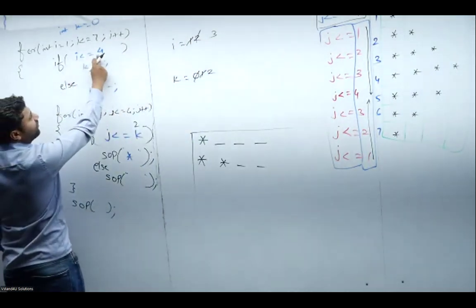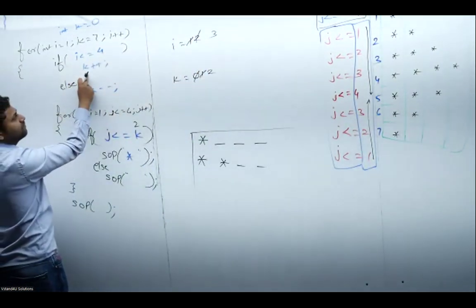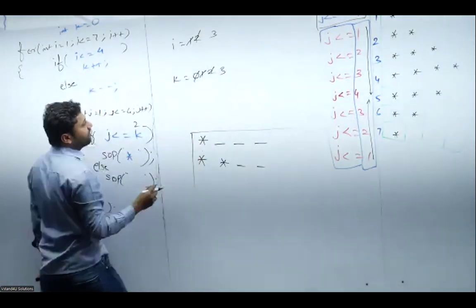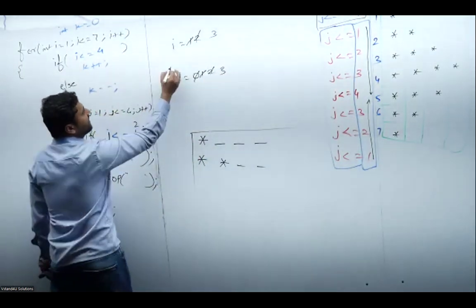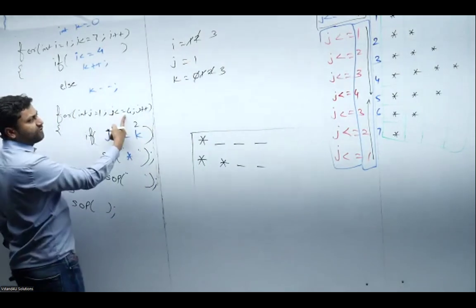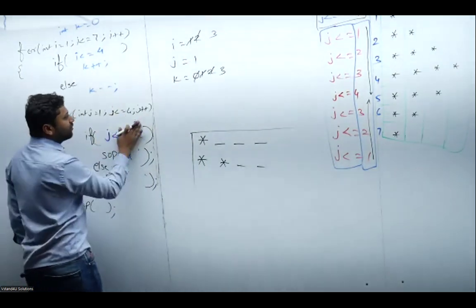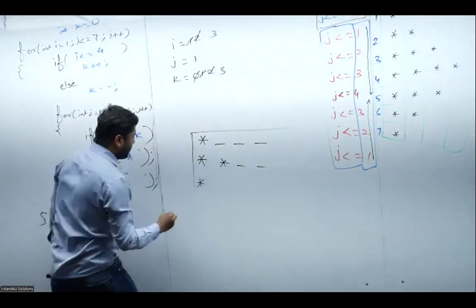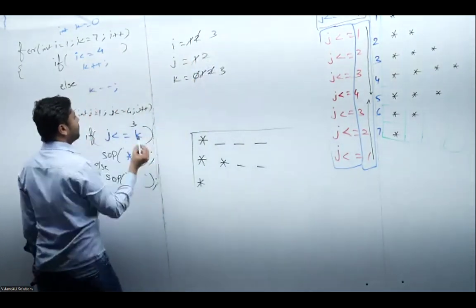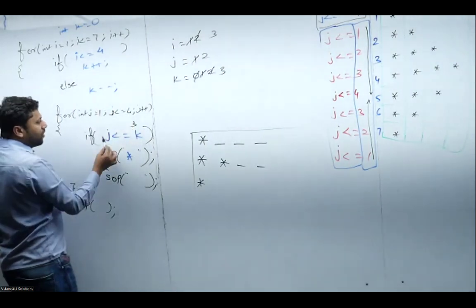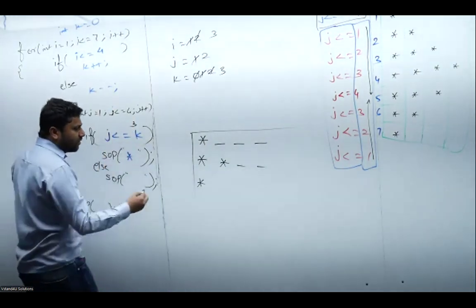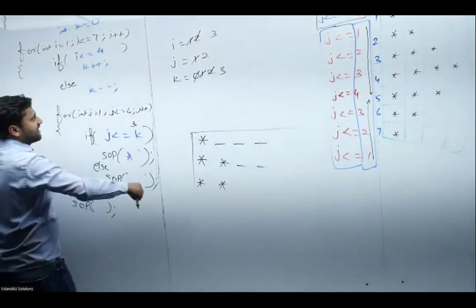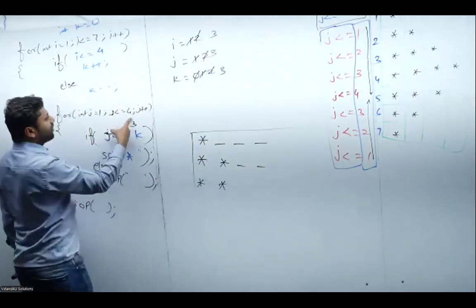3 is less or equal to 4 condition. If condition true, k will be incremented to 3. J value I'm again starting from 1. 1 less or equal to 4 condition. 1 less or equal to 3 condition. In that case, once again j will be incremented to 2. 2 less or equal to 4 condition. 2 less or equal to 3 condition. Once again, okay sir, j will be incremented to 3 less or equal to 4.